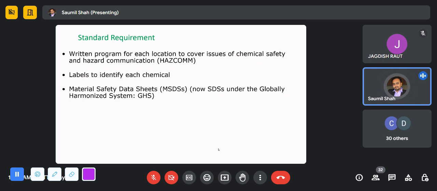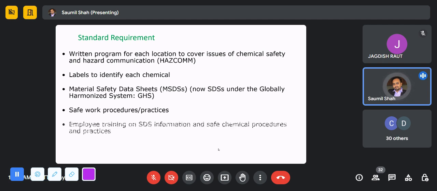If you have studied the subject of safety in your engineering curriculum, then you might have gone through the word MSDS, which gives all the information regarding the chemicals being handled at your site, right? Safe work procedures and practices. For that, hazard communication is required. Employee training on SDS information and safe chemical procedures and practices. So employees need training on how to handle these chemicals, and in case of emergency how to deal with them. Everything is required on this particular SDS.